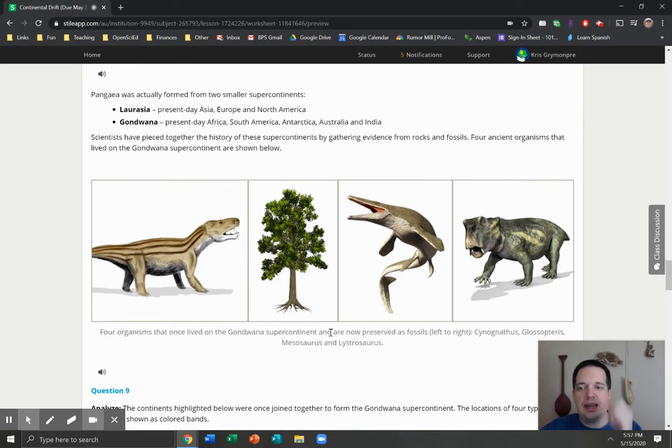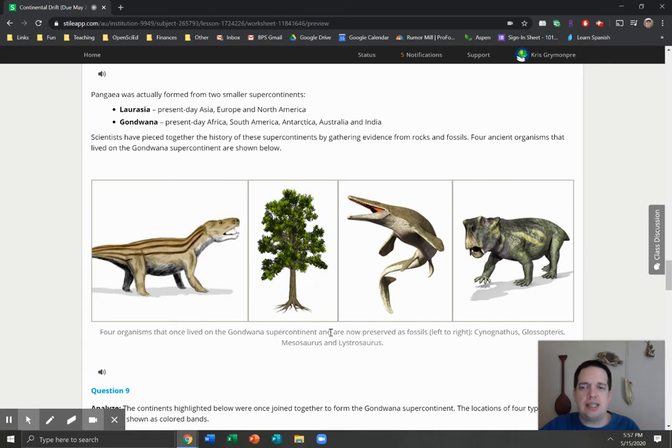All right, now we're getting into something that's going to take us into a really cool interactive. Pangea was actually formed from 2 smaller supercontinents, one that was basically Asia, Europe, North America. We were part of that. That's called Laurasia. And then another one that was called Gondwana, or Gondwanaland. That was the rest of the world. And those were together as Pangea. They split up into these places.